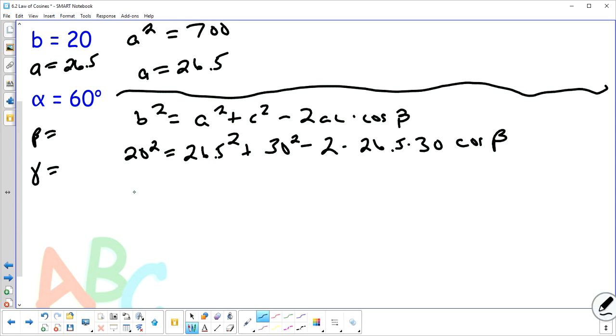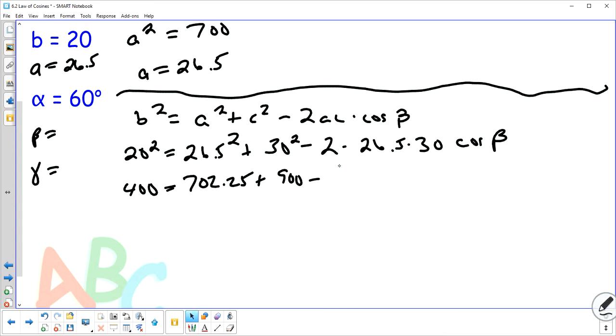Okay, now I'm going to start simplifying things that I can. I'm going to do my exponents, 400, and then if I do 26.5 squared, I should get 702.25, plus 30 squared is 900, minus. I can multiply all of that together at once, and that's going to give me 1,590, and then I still have cosine of beta.